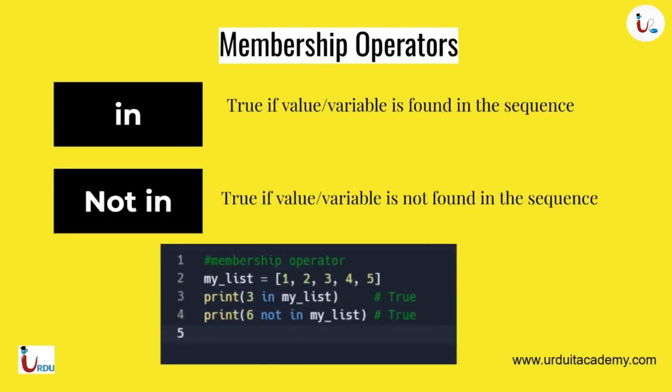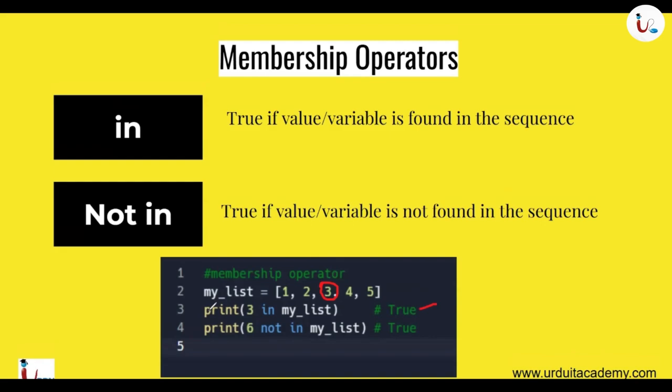Okay. Now the last operator we are going to discuss is the membership operator. We have two operators available, in and not in. So the in operator will give you true if the value or variable is found in the sequence, whereas the not in operator will give you true if the value or variable is not found in the sequence. Okay, it's very simple. You can see the example here. My list equal to 1, 2, 3, 4, 5. It's a list. Whenever I'm printing 3 in my list, it's true because 3 is present in my list, right? 3 is already here. That's why it is going to print true. Okay. Now 6 not in my list, that's also true because 6 is not present in the list.